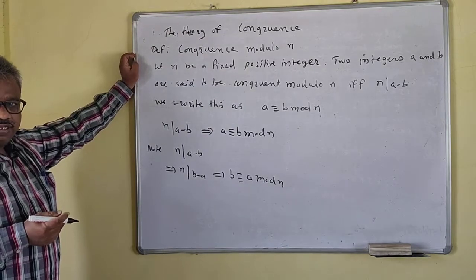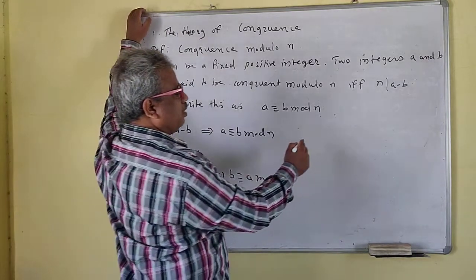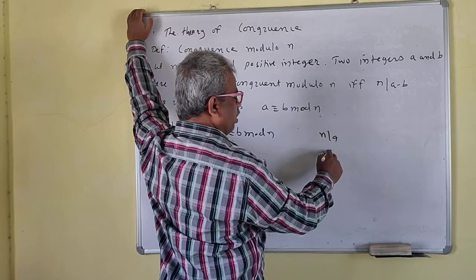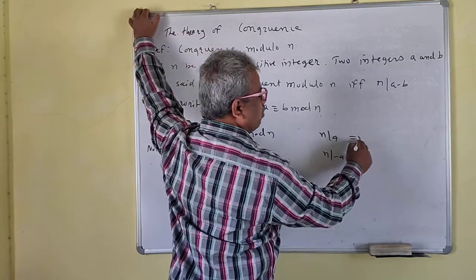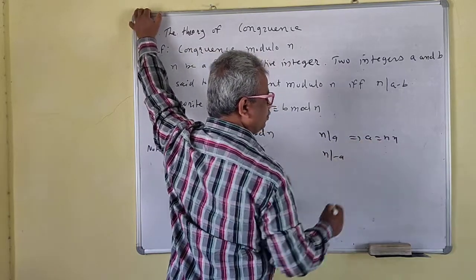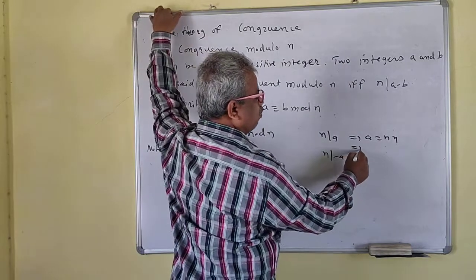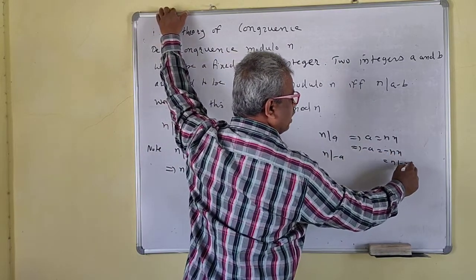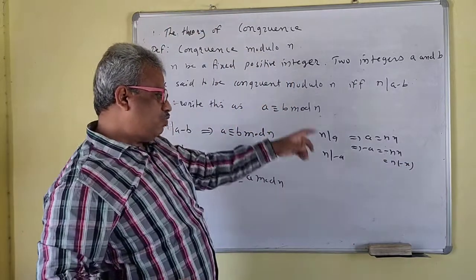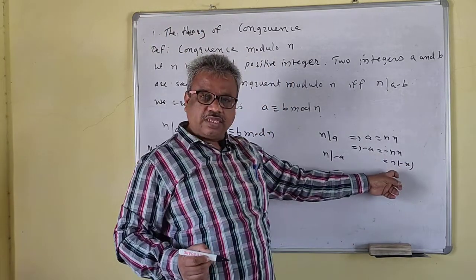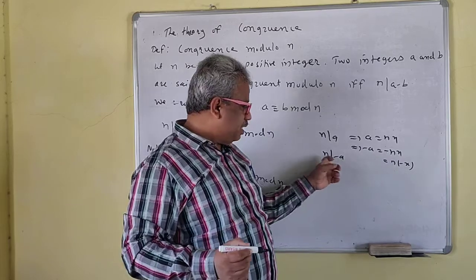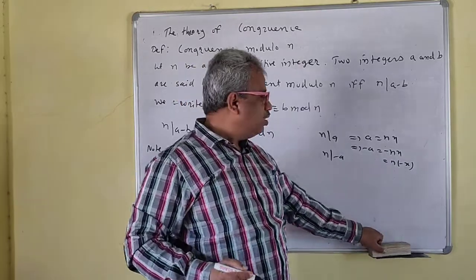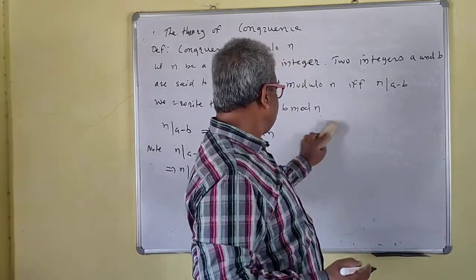So by the definition, we know that n divides a, so n divides minus a also. Because n divides a means a is equal to nx. So this implies I can write minus a equals minus nx, so that is n into minus x. That means minus a is an integral multiple of n. That means n divides minus a. Okay, so this you can write.